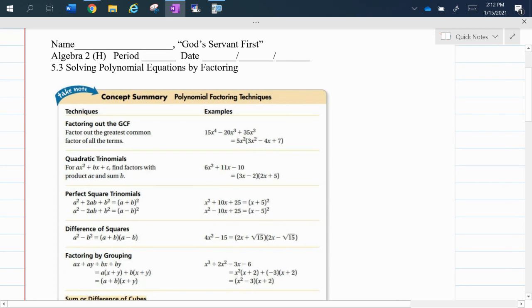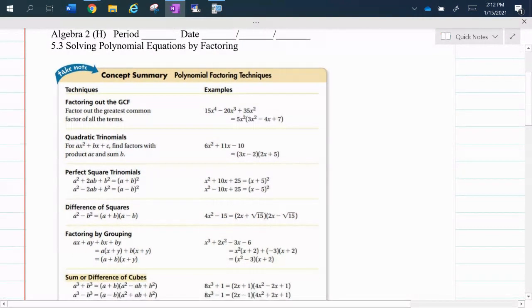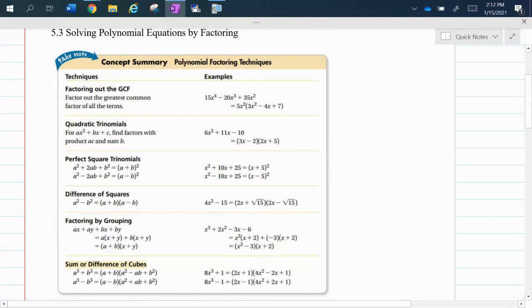So today we're going to talk about factoring. We need to know how to factor in order to solve polynomial equations. So this little chart here gives us some factoring techniques, a few of them that we already know and a few of them that we're going to learn today.